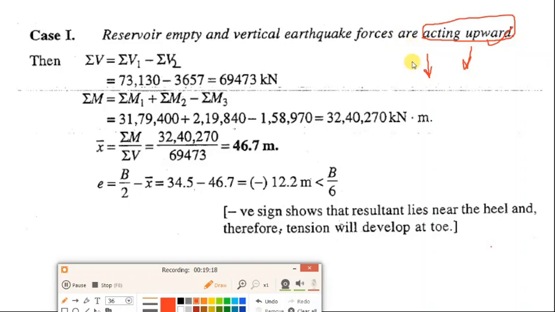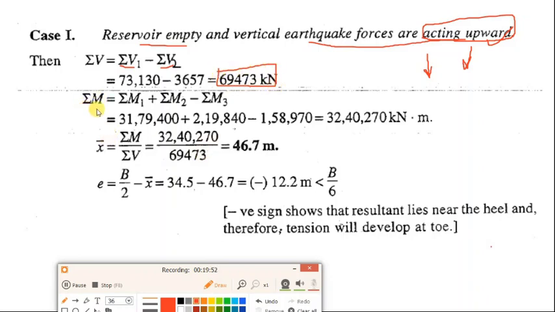Okay, understood? So when the reservoir is empty and vertical earthquake forces are acting upward, then summation of all the vertical forces will be equal to summation V1, which is positive, and summation V2, which is negative. Okay, understood? So it will give you the resultant, this one.